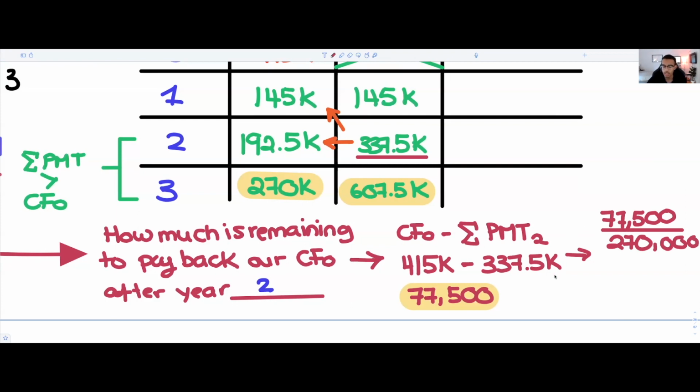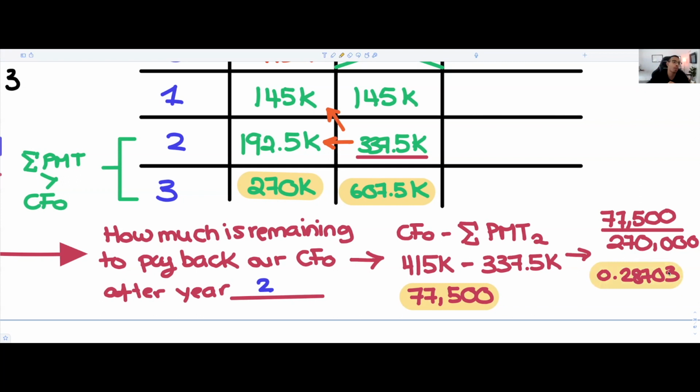Okay. And that's going to give us the amount of time within year 2 and year 3 that we need here. Okay. So if you do the math, 77,500 divided by 270,000, you're going to get 0.2870. So we could go ahead and write this as being 0.28703. And the reason why this number is super crucial is because that's showing us how much of that entire year we need, right?